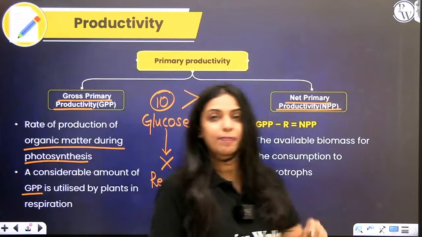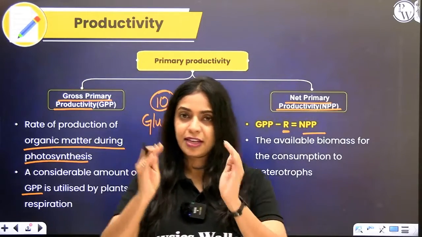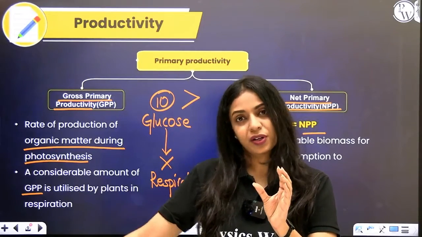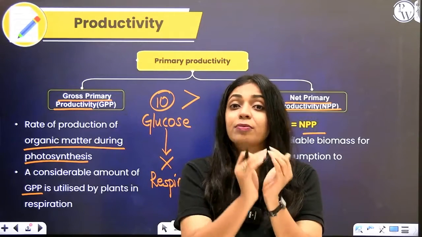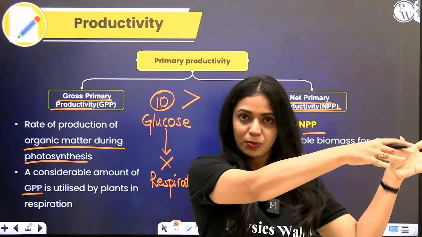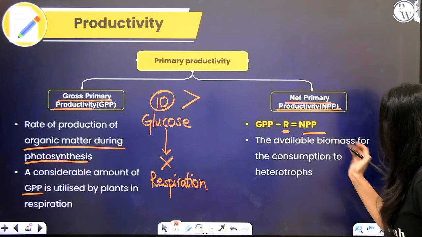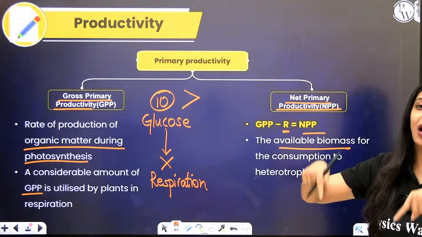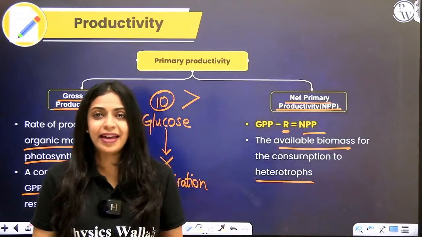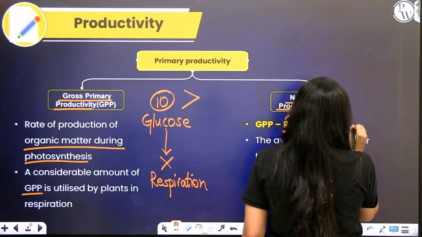GPP minus respiratory loss is what you get as NPP. So plants are synthesizing some biomass, some of which they are using, and that gets broken down by the process of respiration. Whatever is broken down is not available for consumers. Whatever remains in the plant after respiratory loss, whatever is remaining for the consumers, is called net primary productivity, and that's what is represented as NPP. So whatever biomass is available in the plant for the consumption of heterotrophs, which are the consumers, is what we call net primary productivity. I hope this is clear. Over here, R represents respiratory loss.